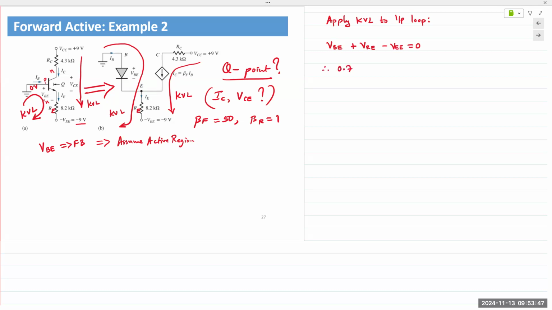VBE, let's assume to be 0.7. VRE would be IE times RE, so 80 to 100 times IE, and minus 9 should sum up to 0. Therefore, IE is 8.3 divided by 80 to 100, which is 1.01 milliamps.